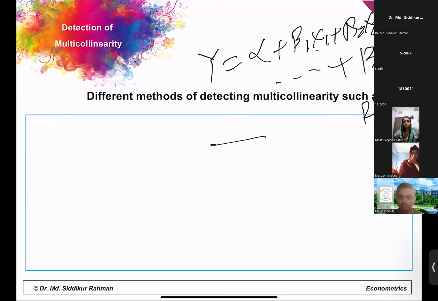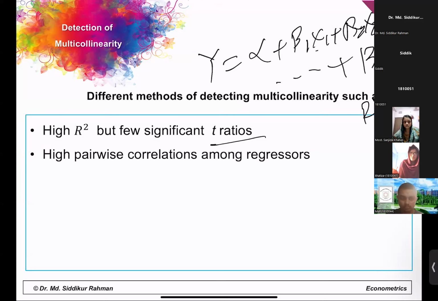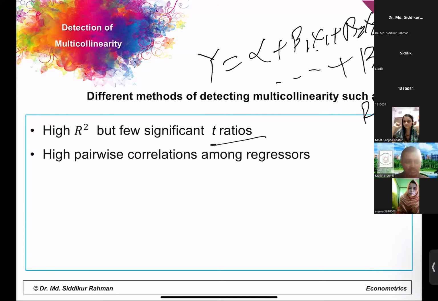Okay, this is the first thing. And the second one is high pairwise correlation among the regressors. Regressor is nothing but the predictor. Regressor is nothing but the independent variable, right? So you can test the high pairwise correlation. Do you know the pairwise correlation? Yes, sir. Pairwise means between two variables. Pair. What do you mean by pair? Yes, sir. Two, two, sir.